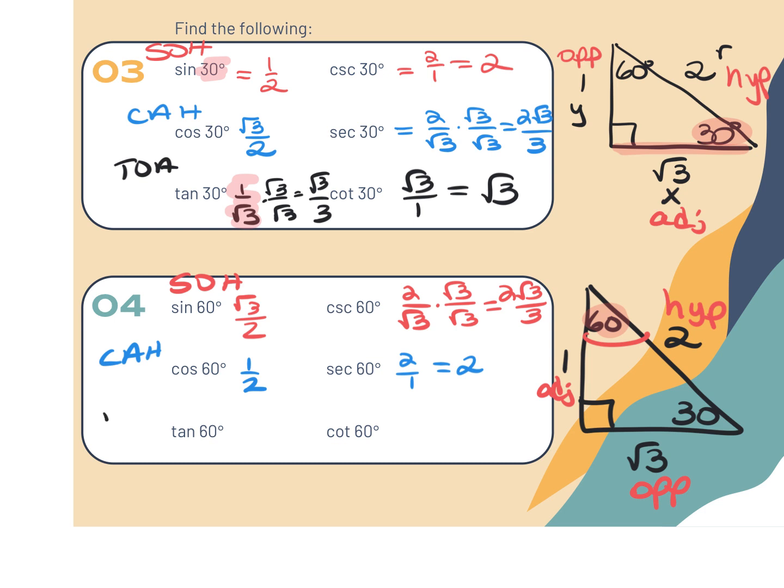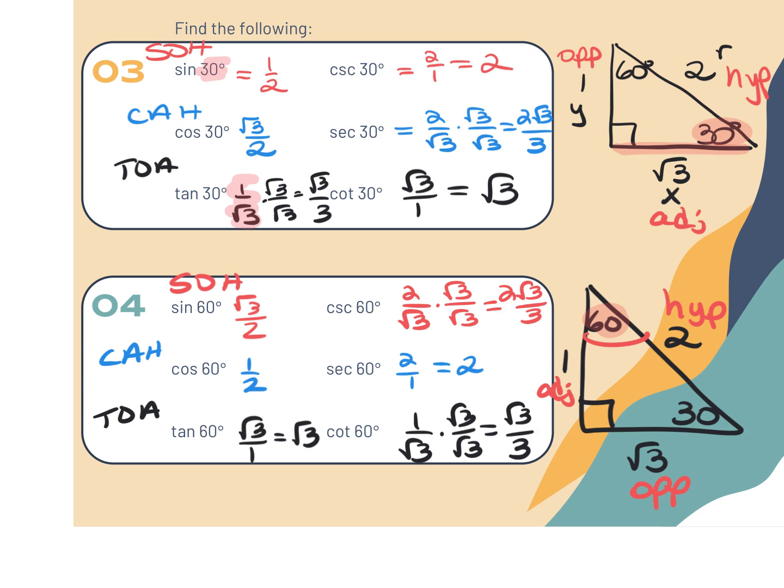And lastly, TOA, which is tangent, opposite over adjacent, square root 3 over 1, which simplifies to square root 3. For the cotangent, flip it. 1 over the square root of 3. I've got to rationalize. And I get square root 3 over 3.